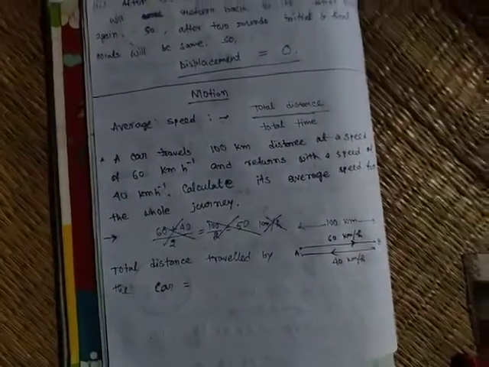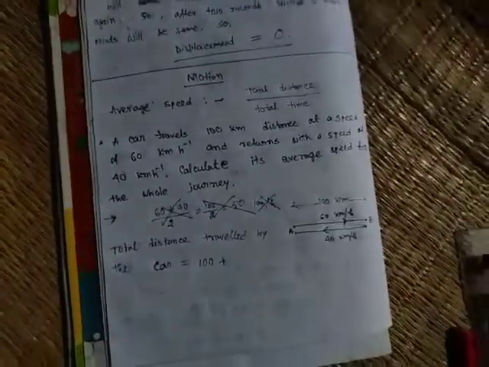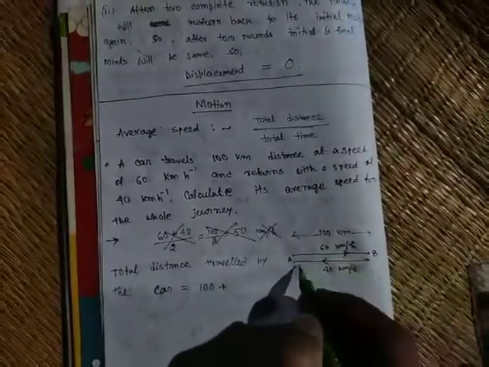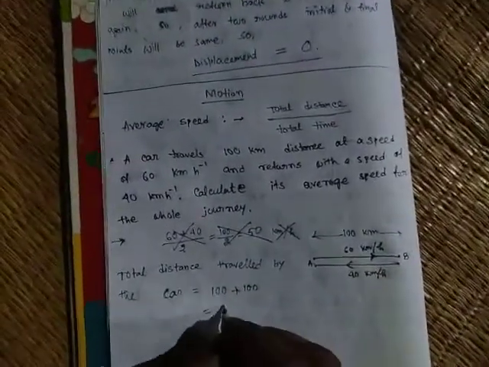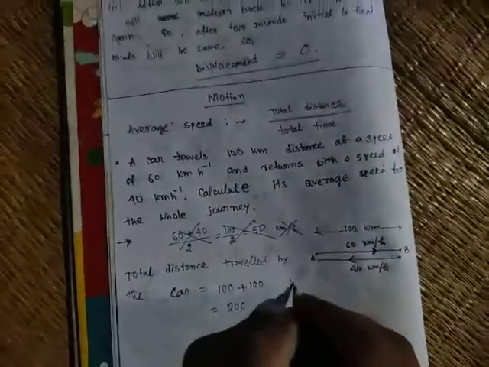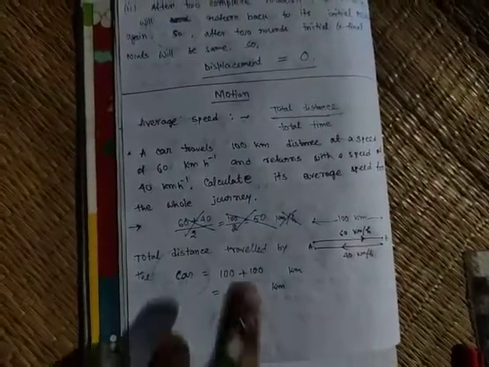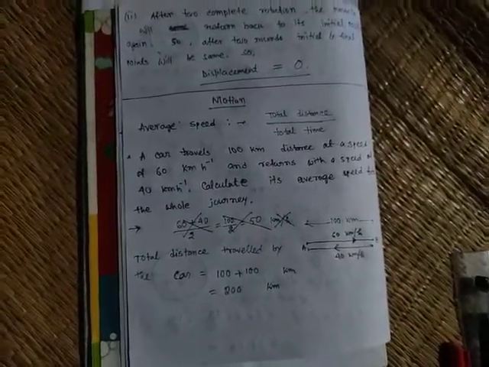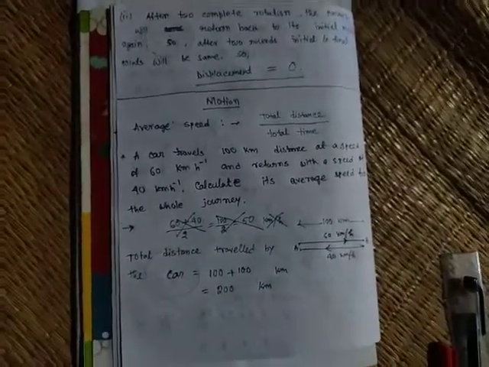Clear? First the object moves from A to B. That's why 100. Again it returns B to A. Again 100 forward, 100 reverse. So total 100 plus 100, that means 200 kilometer. Clear? Why have I written 200 kilometer? 100 for the forward journey and 100 for the reverse journey. So total journey or total distance covered is equal to 100 plus 100 is 200 kilometer.